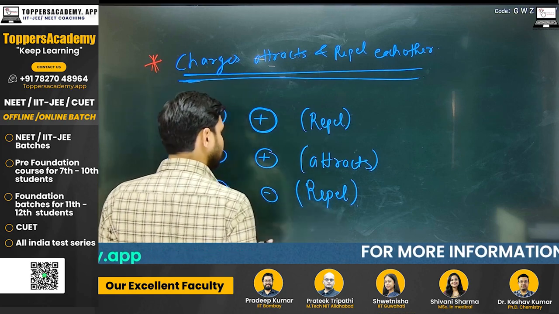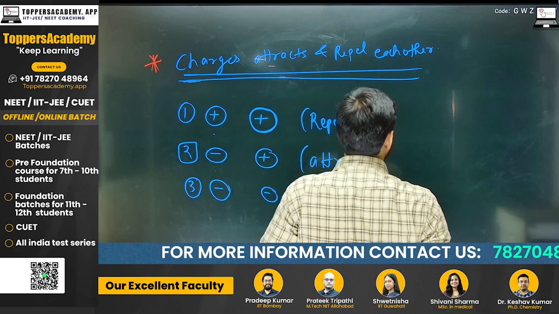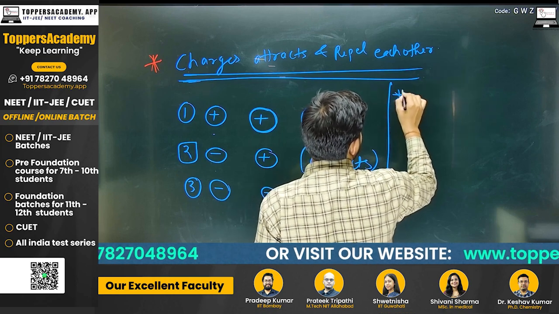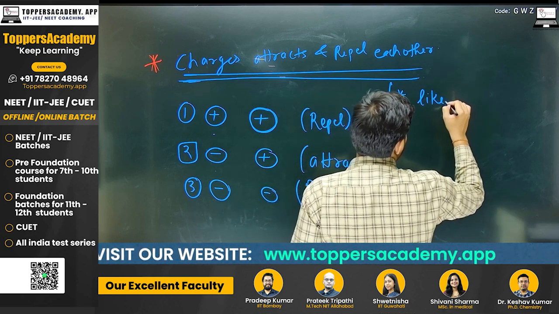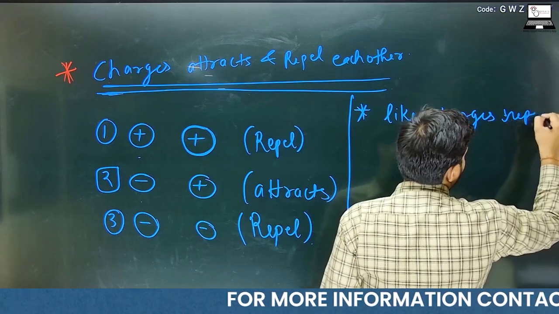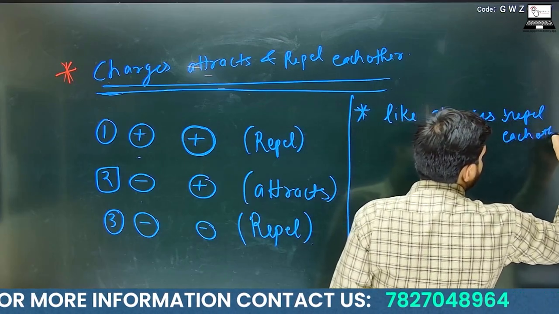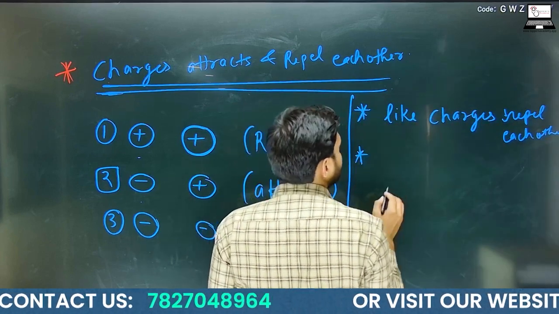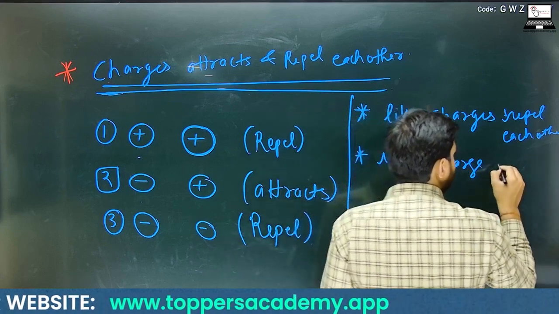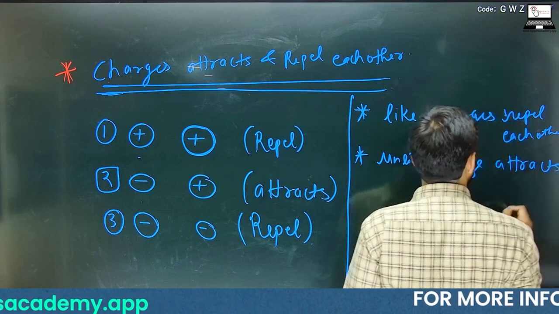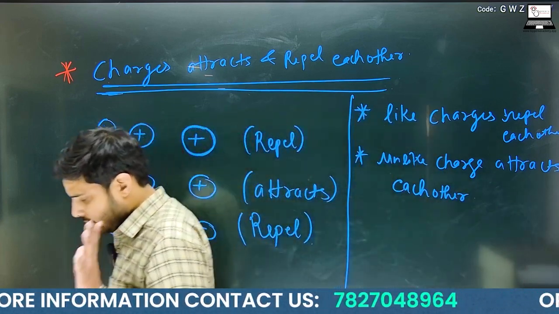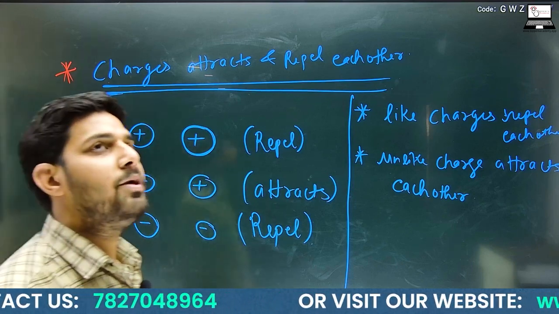which means this gave us the condition, actually this gave us the sixth property that states that like charges repel each other, and second, unlike charges attract each other. Copy it, the sixth property, and after that we will be discussing the seventh property.